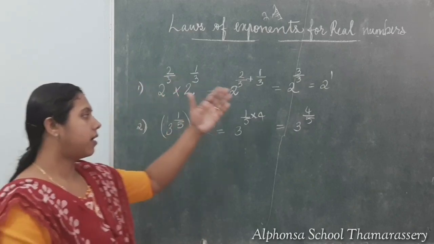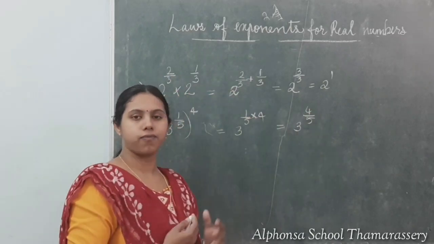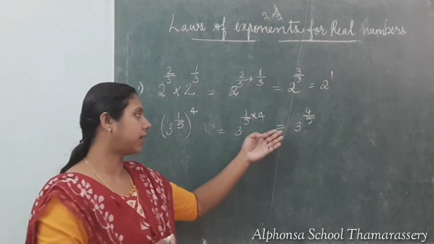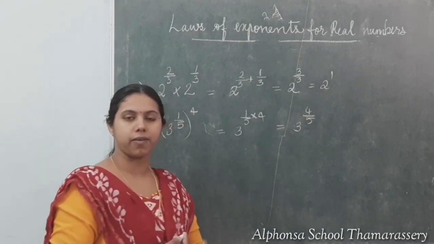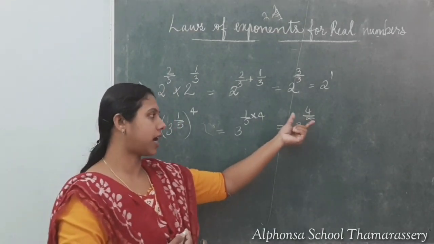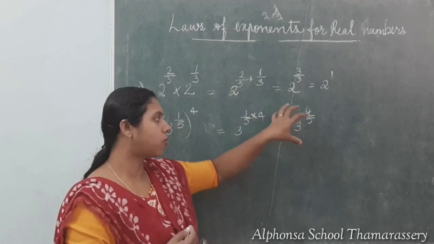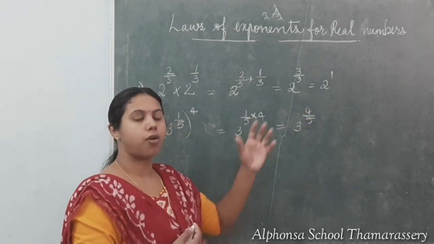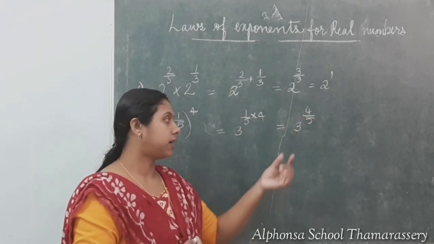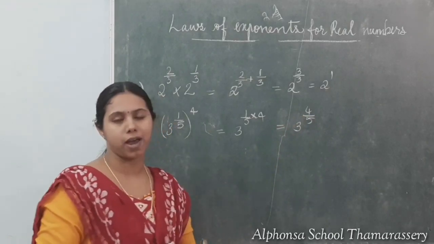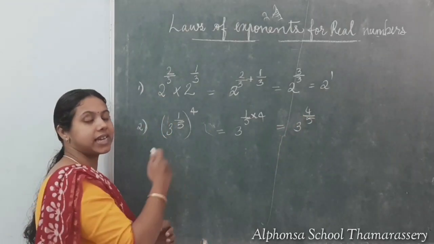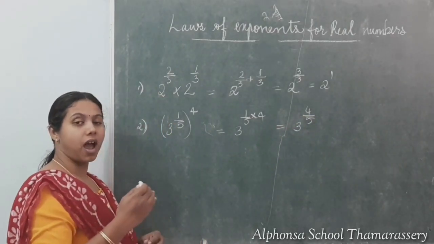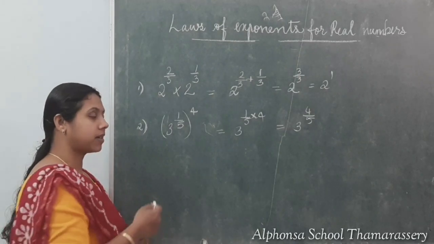So what is this 3 raised to 4 by 5? What is the meaning of that 3 raised to 4 by 5? When the exponent is a rational number, first of all we want to know what is the meaning of this. How can you express this 3 raised to 4 by 5? To understand this, we have to do some work.